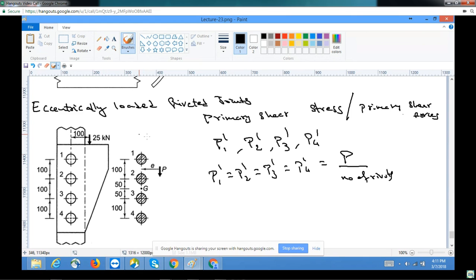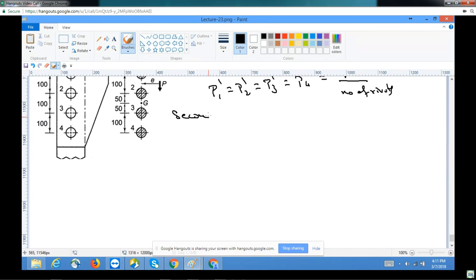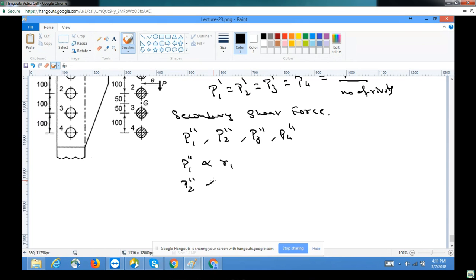Okay, then comes the secondary shear force. The secondary shear forces, which we give as P1 double dash, P2 double dash, P3 double dash, and P4 double dash, are all proportional to the distance from the CG. So this is the center of gravity. The secondary shear stress would be proportional to how far they are from their corresponding CG.